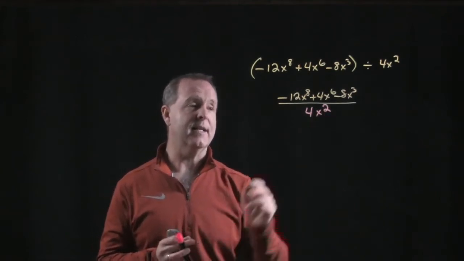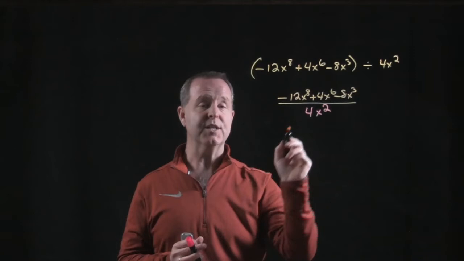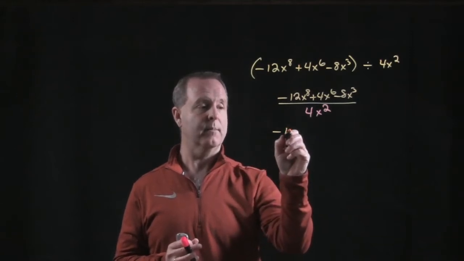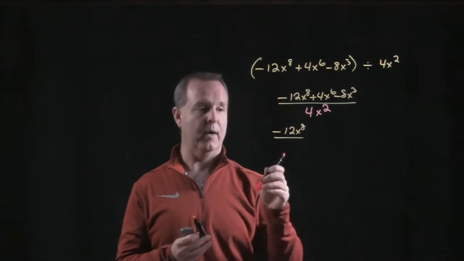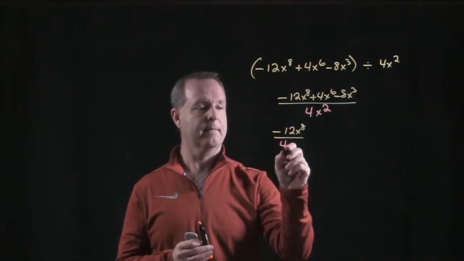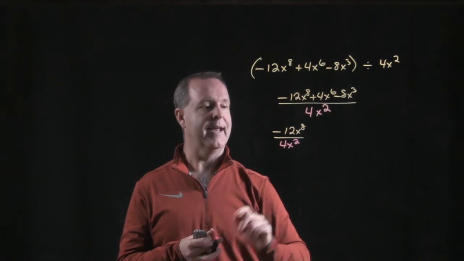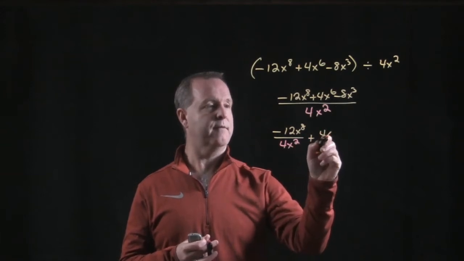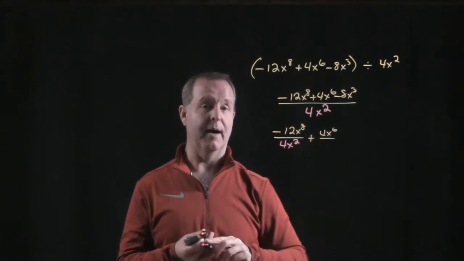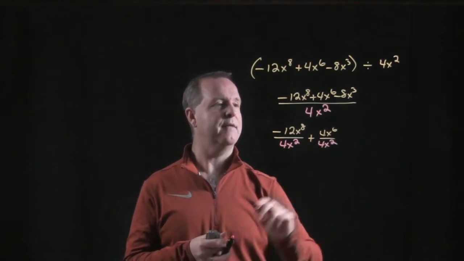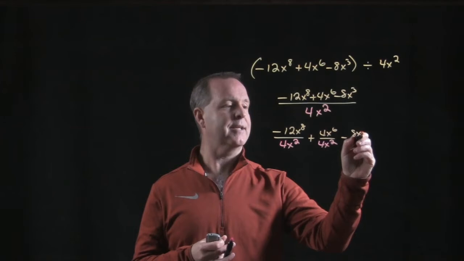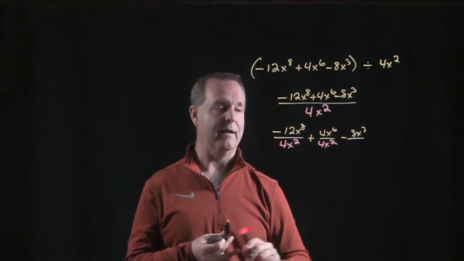What that means then is that this 4x squared is going to be divided into each of these terms. So it means that 12x to the 8th divided by 4x squared. The next term is a positive 4x to the 6th divided by 4x squared. And then I have a negative 8x cubed divided by 4x squared.